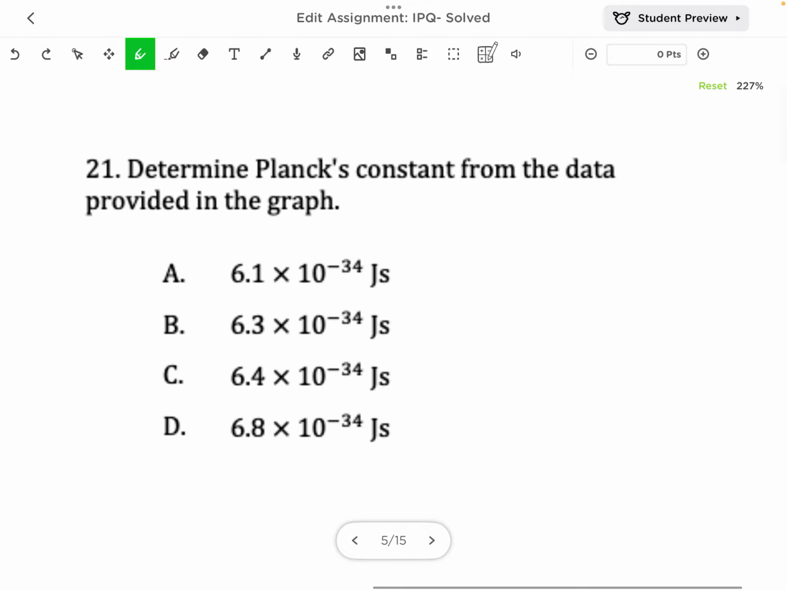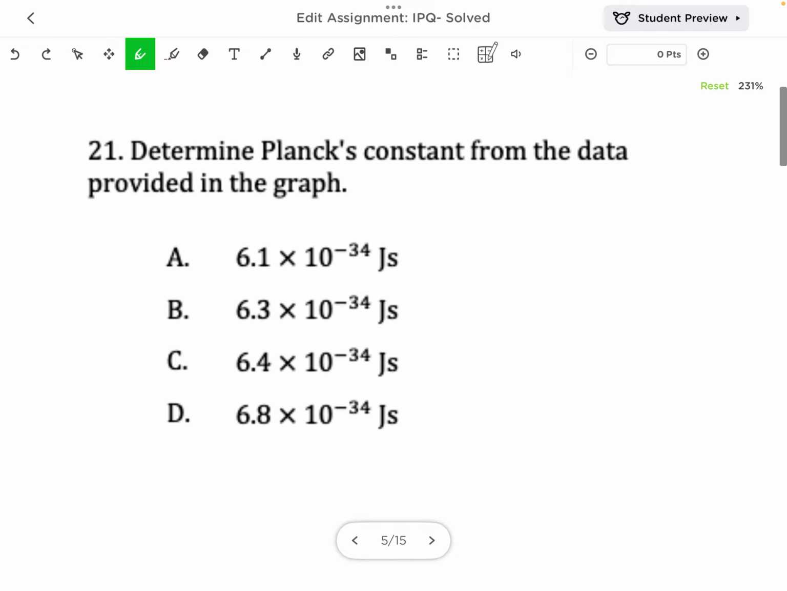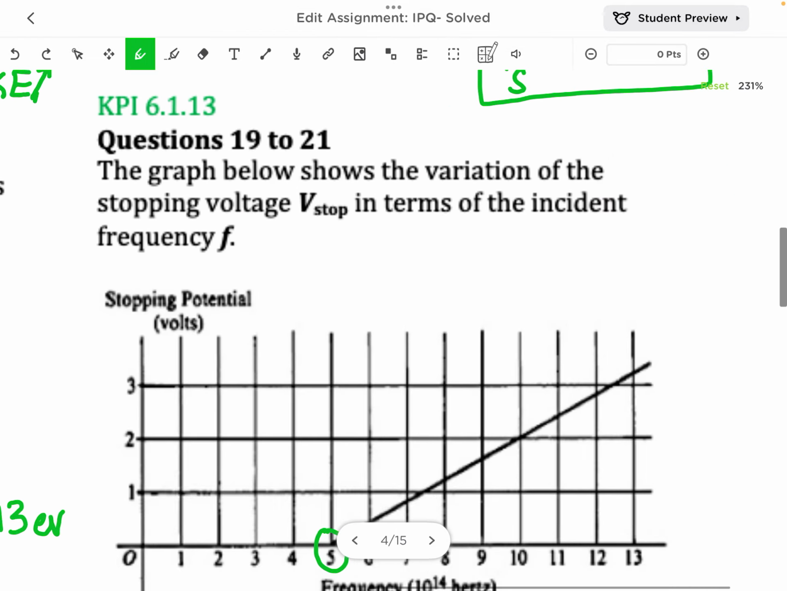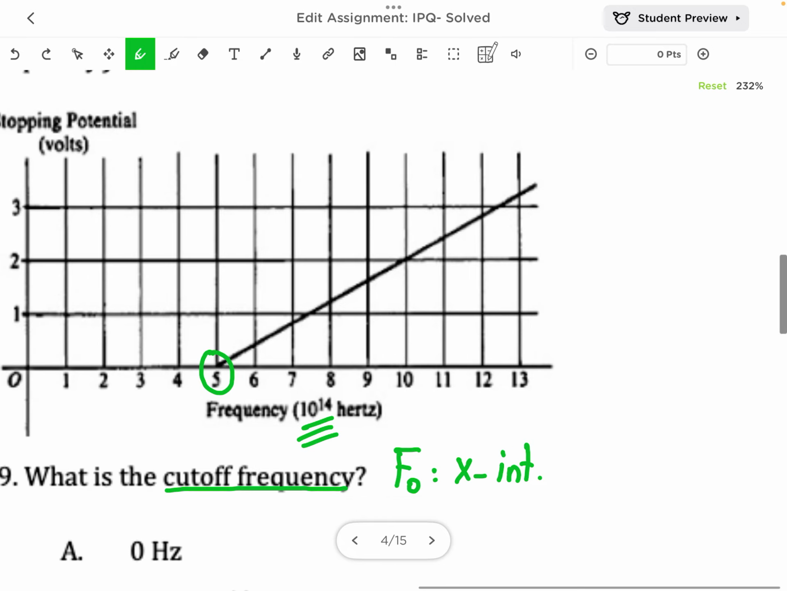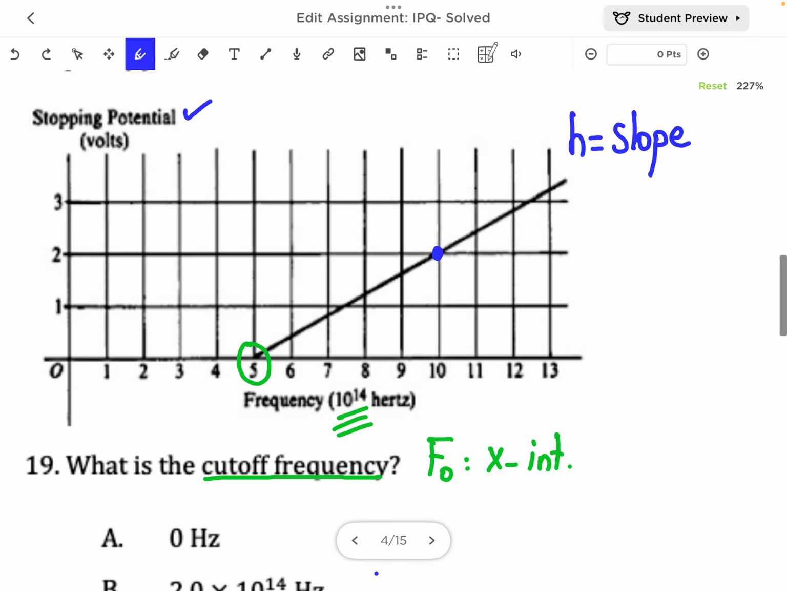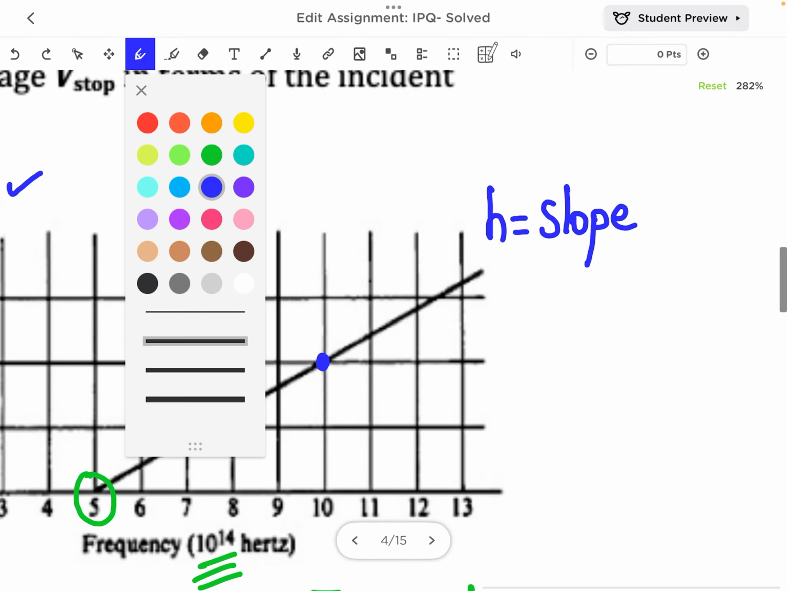Now determine Planck's constant from the data provided in the graph. So if they force me to use the data from the graph, this means I have to use the values in here. So to find h, I need to find the slope. And not to forget, since here we have the stopping potential, this means I need to convert by multiplying by 1.6 times 10 to the power of negative 19.